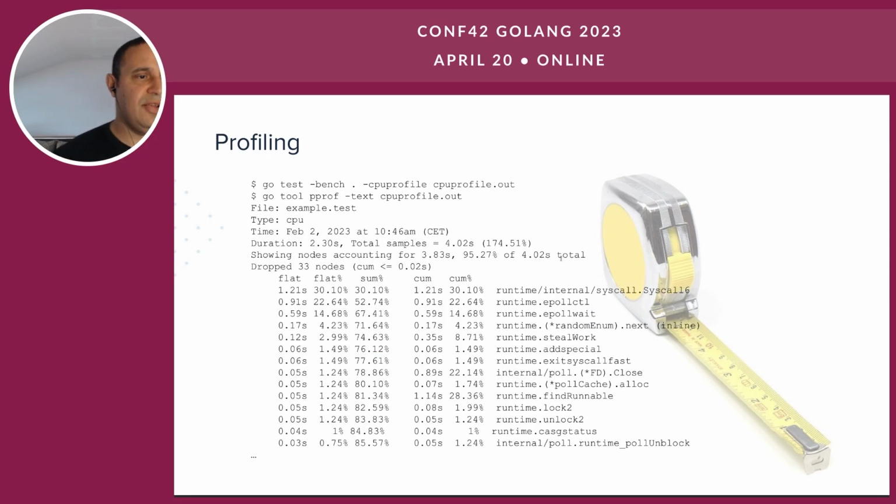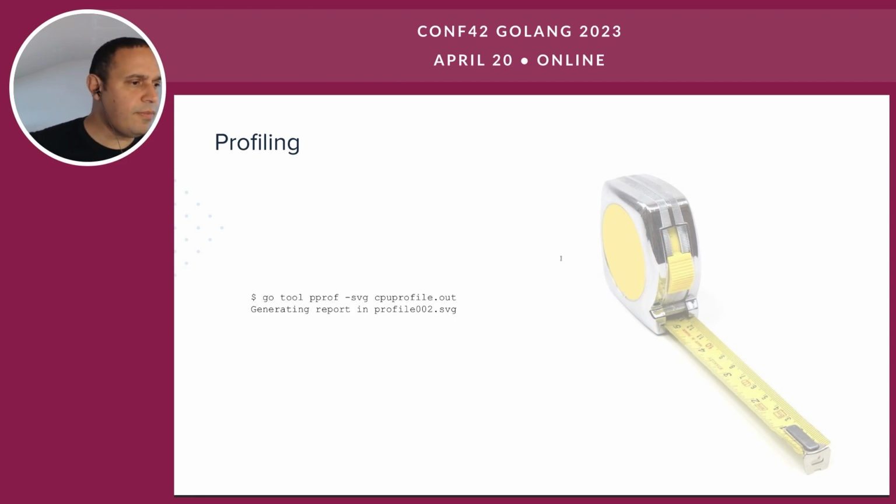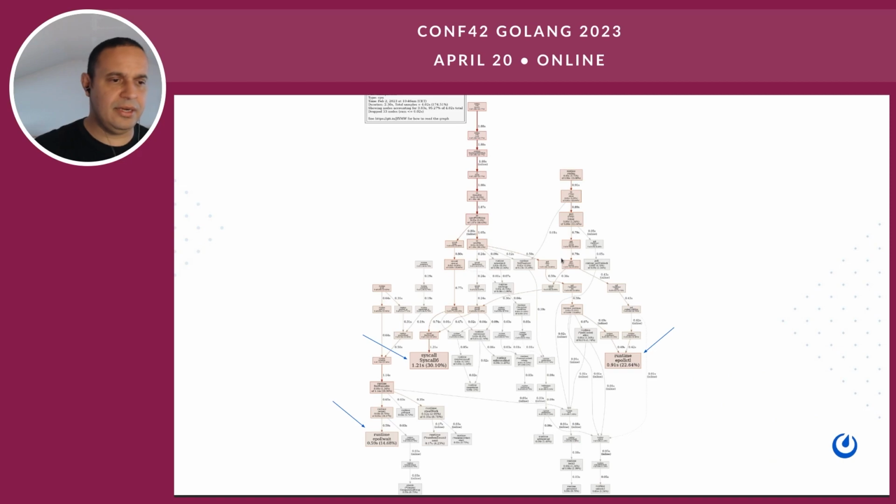Also, I can check the CPU profile. Again, this is more distributed in different places, but 30% of the time is spent in the syscall6 function. And if I see that in a graph, I see that syscall6 is consuming 30%. There is 14% in epoll wait and 22% in epoll ctl.